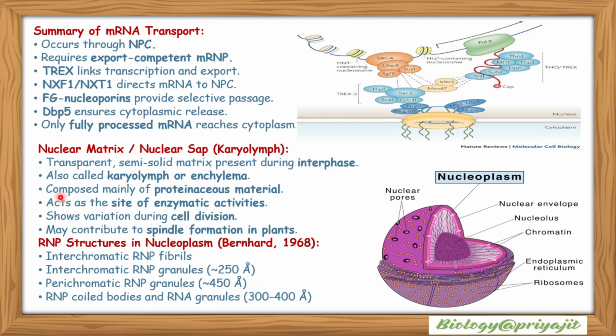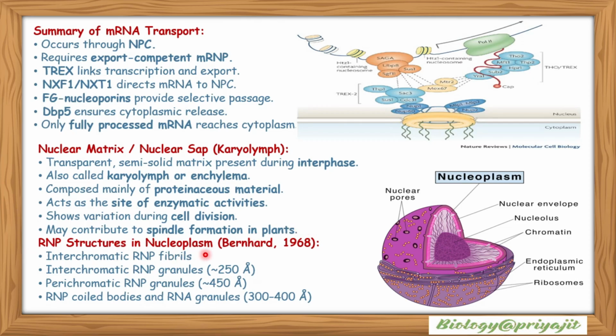And now we should study the nuclear matrix, or nuclear sap, or karyolymph, or the nucleoplasm. This is the image showing the nucleoplasm. It is a transparent semi-solid matrix present during interphase. It is also known as karyolymph, enchylema, nuclear sap, or nuclear matrix. It is composed mainly of proteinaceous material. It acts as the site of enzymatic activities and shows variation during cell division. It may contribute to spindle formation in plants.